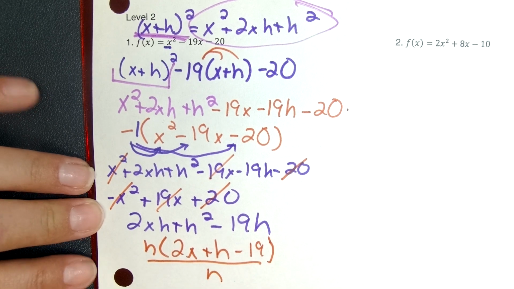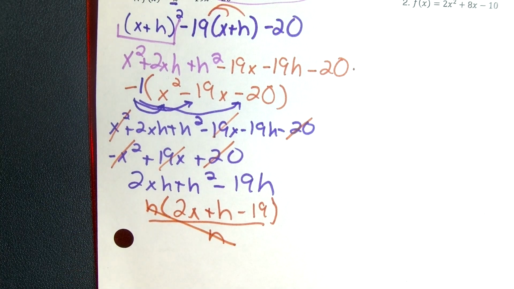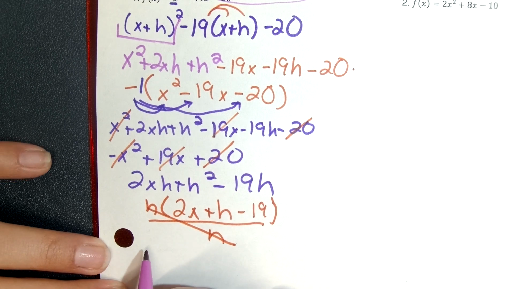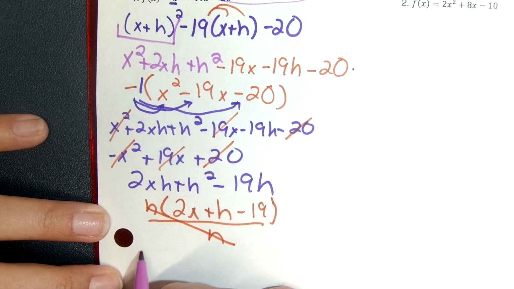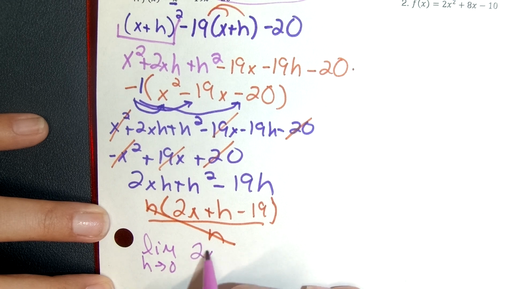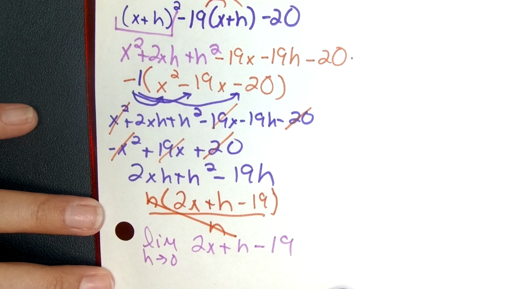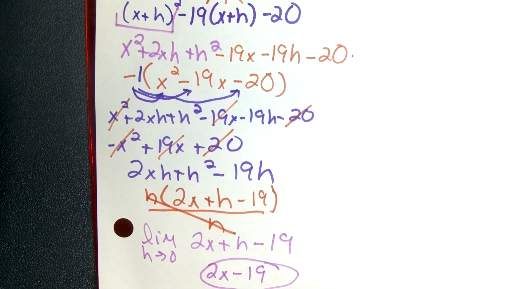Divide by h. Now what do I do? Cross them out. Then what? Last step. Are we done? The limit? Andres, wake up. Okay, then what do I do with the 0? So we have 2x plus 0 minus 19. I'm not going to write the 0. There's your answer.